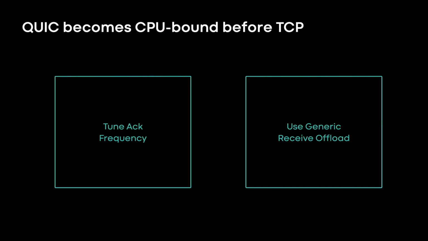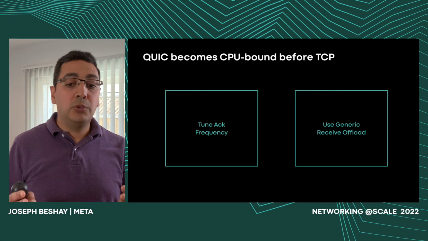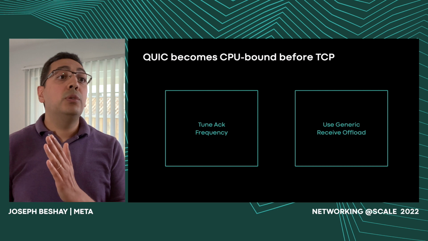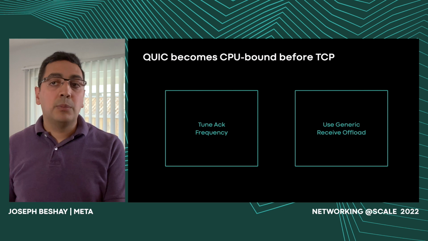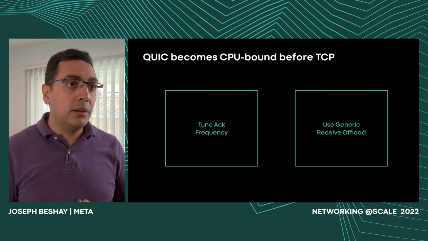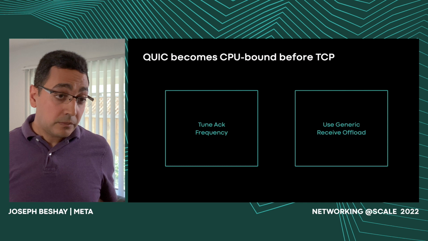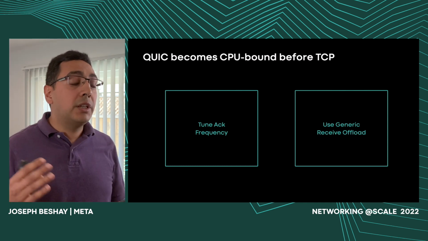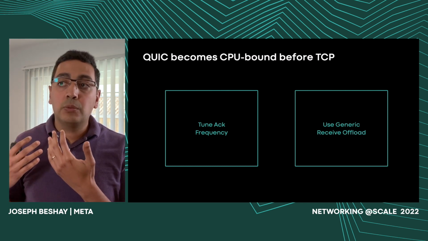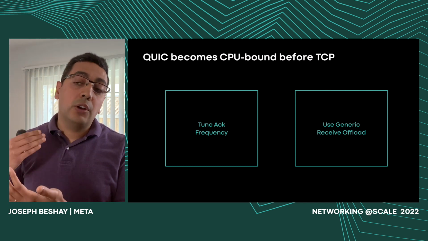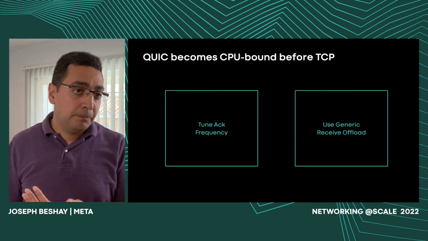The first was to tune the ACK frequency. We realized that we are spending significant valuable resources in the quick transport processing ACK packets. So what we did is we decided that for larger requests, we would use a lower frequency of ACKing so that we allow the transport to spend more time transferring packets rather than processing ACKs. And in the same vein, we used generic receive offload so that we would read more packets from the network at once and process them at once without incurring the overhead for one packet at a time.